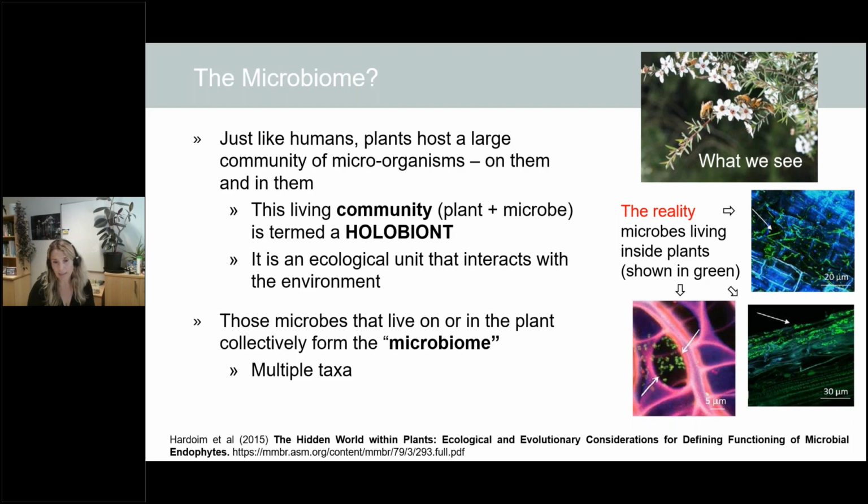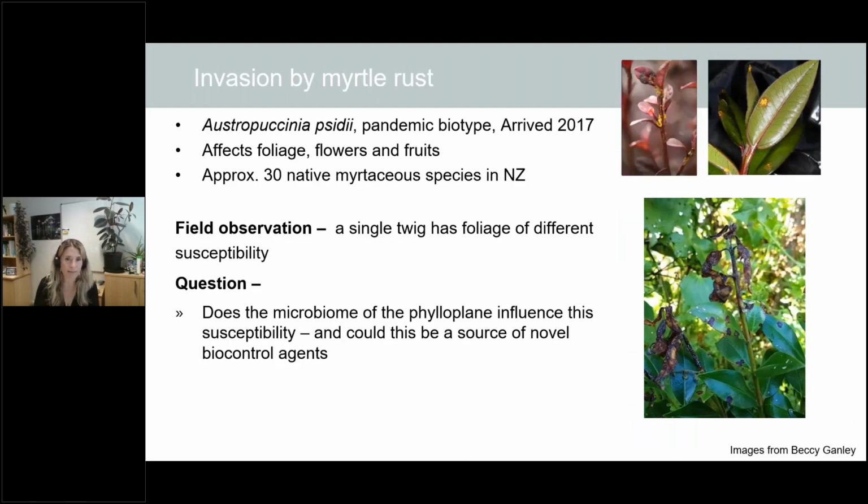The microbes that live on or in the plant are collectively termed the microbiome, and it's multiple taxa, both bacteria and fungi, and often protists and other organisms. So when myrtle rust invaded New Zealand in around 2017, which is not new to anyone, we know that it affects foliage, flowers and fruits, and in New Zealand we have approximately 30 native myrtaceous species.